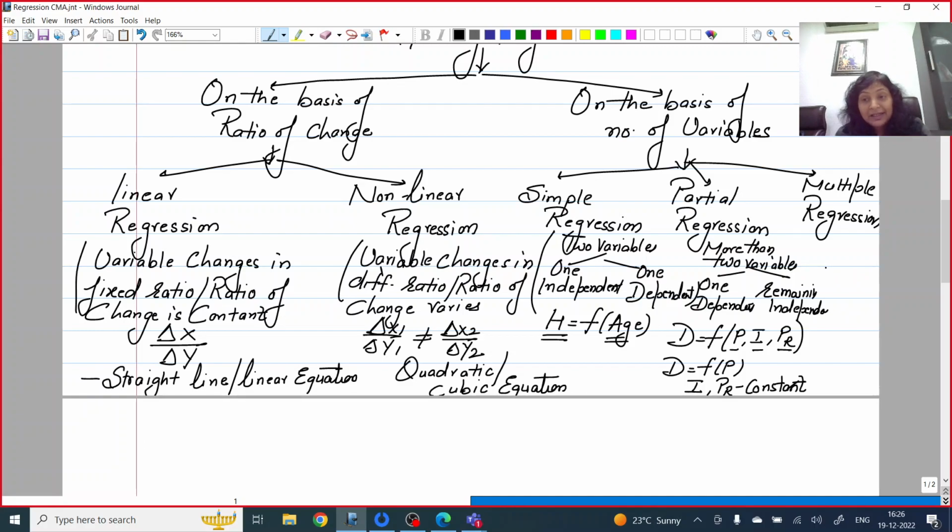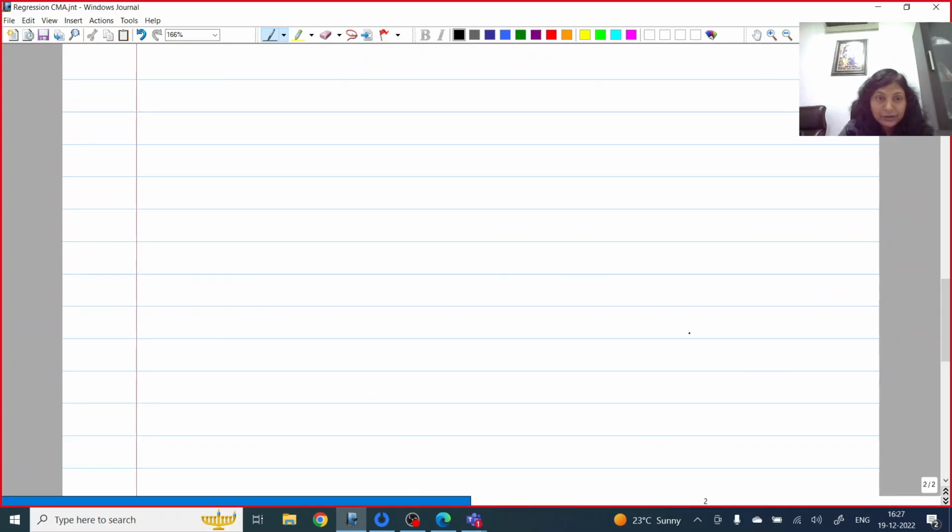But in multiple regression, again we have more than two variables, one dependent and the others independent. But if we are considering demand with price as well, price of related goods as well, income as well, it means we are studying the relationship of one dependent variable with more than one independent variable simultaneously. This is called multiple regression. So there are two types of regression. On the basis of ratio of change, we have linear and non-linear regression. And on the basis of number of variables, we have simple regression, partial regression and multiple regression.